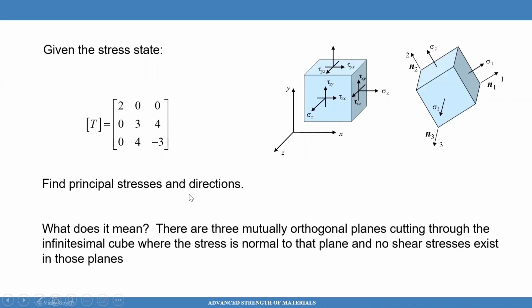What we mean with that is there are three mutually orthogonal planes, N1, N2, and N3, cutting through the infinitesimal cube, where the stress is normal to that plane, and there's no shear stresses in any of these planes. That's what we're talking about.